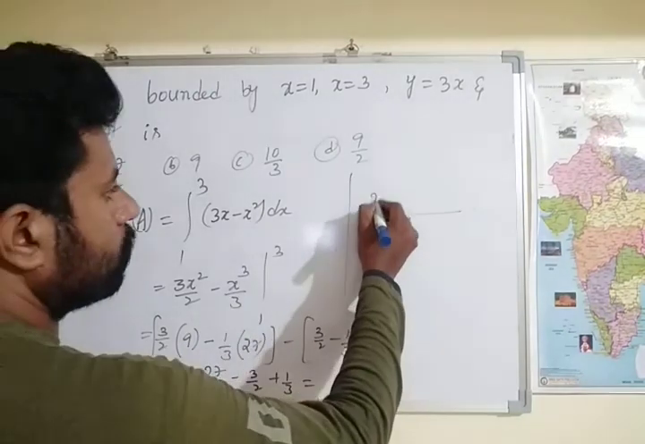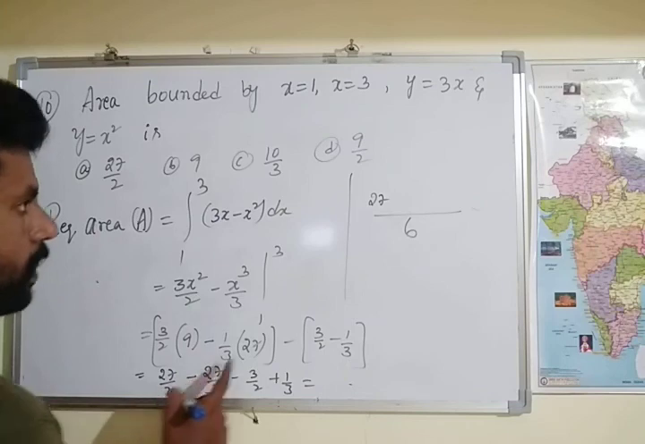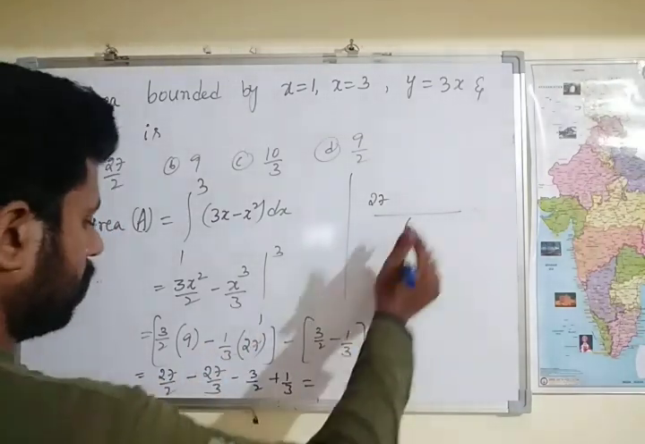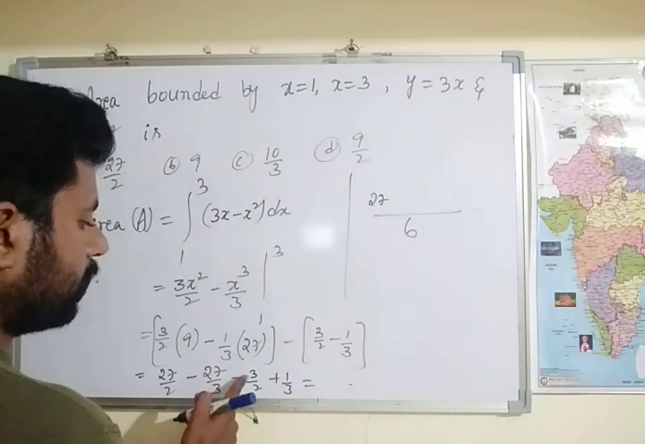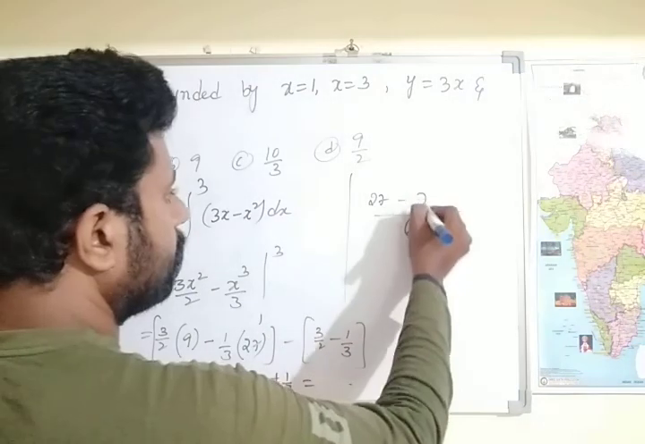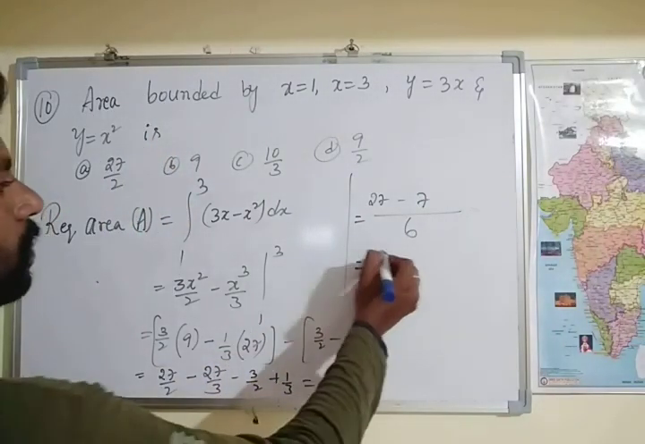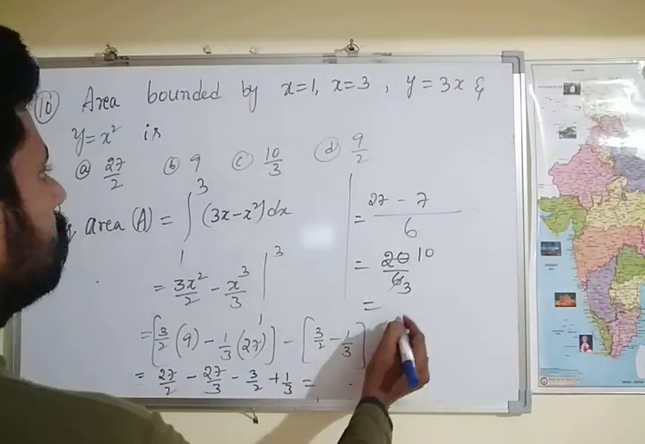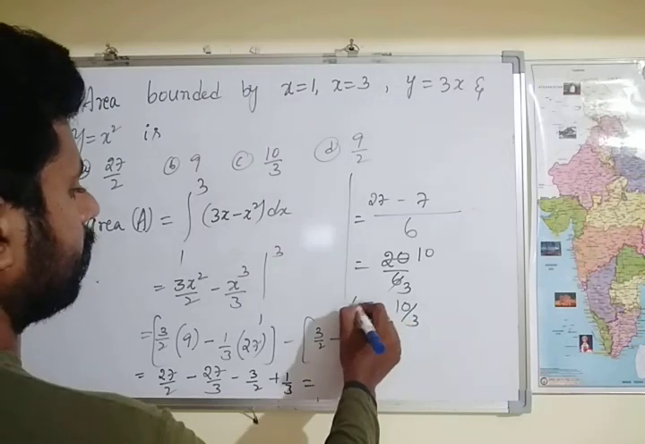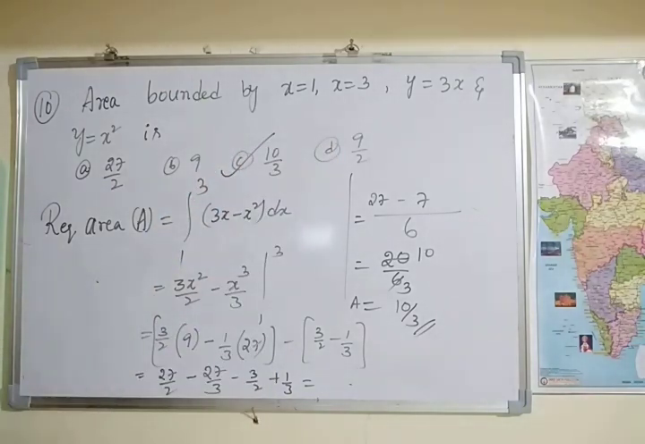Here we can take the LCM 6 and consider individually: 3 minus 2 is 1, so 27 divided by 6. Next, for the other terms, 6 is the LCM: 3 3s are 9, 9 plus 2 is 7. So 27 minus 7 is 20 divided by 6, which is 2 3s are 6, 2 10s are 10 by 3. This is the required area, A is equals to 10 by 3. Option C is correct.